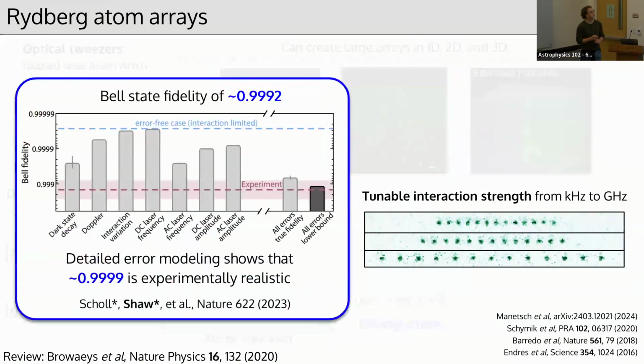In our lab at Caltech, we studied this and have achieved the state-of-the-art fidelity for making this Bell state on this Rydberg transition of just over 3 nines of fidelity. And detailed error modeling shows that 4 nines is experimentally realistic with these systems.